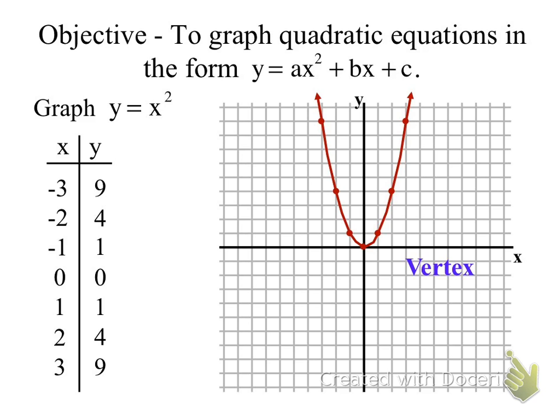Okay. And note that this is a U. It's not a V. V is absolute value. So we don't want to make it look like a V.